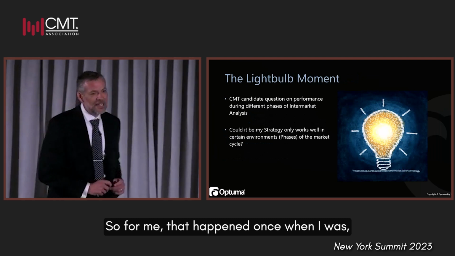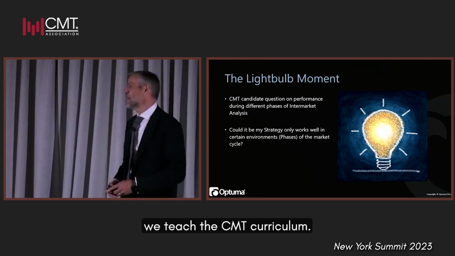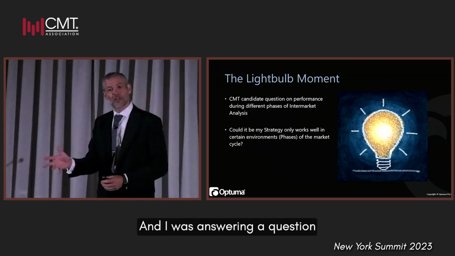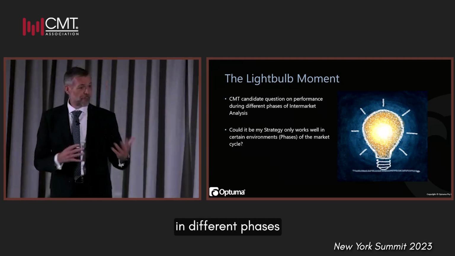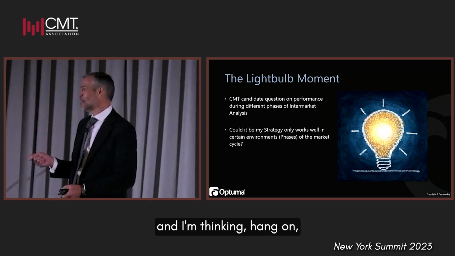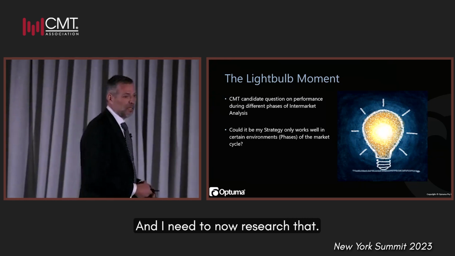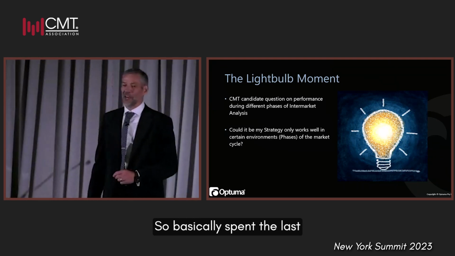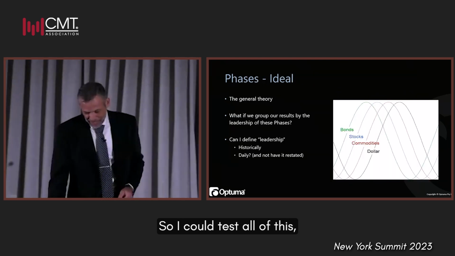So for me, that happened once when I was, as Joel said, we teach the CMT curriculum. We have a forum where candidates can ask me questions about the material. And I was answering a question about the intermarket analysis. And as I was answering it, because it was about market performance in different phases of the intermarket cycle, suddenly the penny drops. And I'm thinking, hang on, maybe my strategy is actually working at different times of the intermarket cycle, and I need to now research that. Problem was that wasn't very easy to test at the time. So we've basically spent the last 3 years rebuilding a new quant engine so I could test all of this, which is annoying.